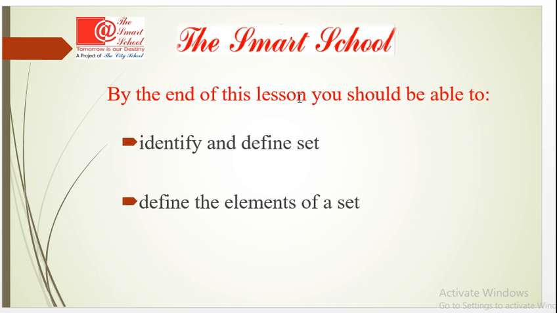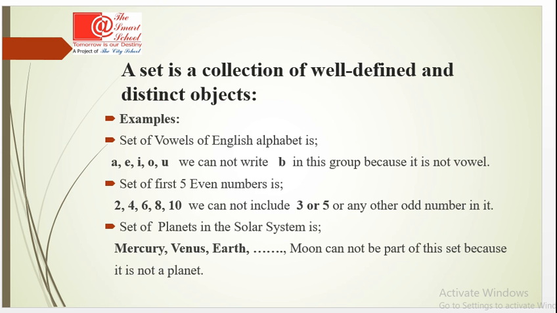By the end of this lesson, you should be able to identify and define the elements of a set. Now I want to explain how to define and describe a set as a mathematical term. A set is a collection of well-defined and distinct objects. Here, well-defined means that the object has a specific property by which we can easily identify whether the object belongs to a particular group or not.